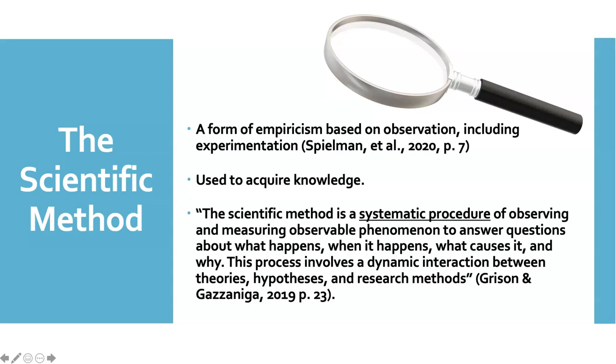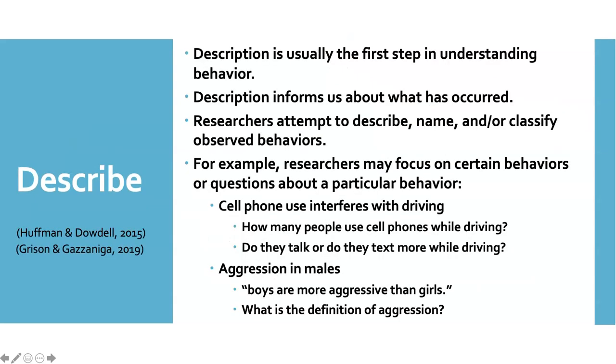the scientific method is a systematic procedure of observing and measuring observable behavior to answer questions about what happens, when it happens, what causes it to happen, and why it happens. This process involves a dynamic interaction between theories, hypotheses, and research methods. Earlier, you will recall that I stated that psychology is a science. As such, it seeks to understand the behavior of others and to gather information about how our mental processes function to better serve the needs of people.